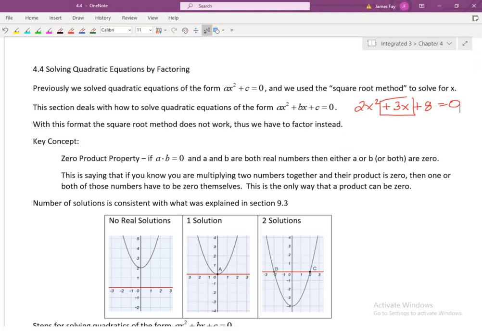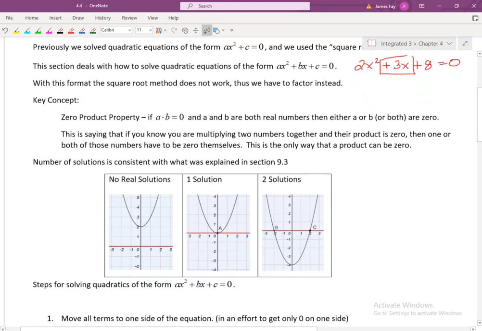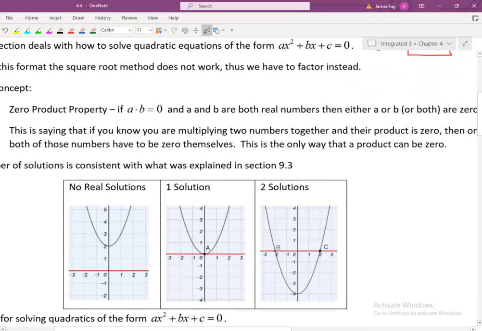Basically, instead of using the square root method, what we did yesterday, we're going to use factoring. But a key concept for factoring is this idea here. It's called the zero product property.